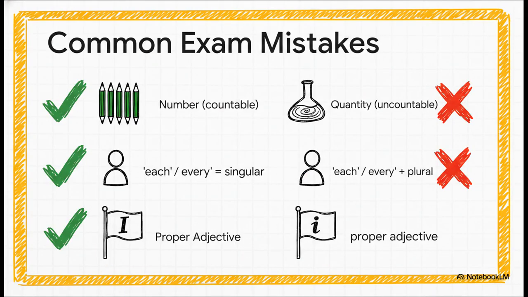And now for your exams. Please be careful to avoid these 3 common mistakes. First, do not confuse adjectives of number with adjectives of quantity. We use number for countable things, like pencils, and quantity for uncountable things, like water. Second, always remember that distributive adjectives like each and every are singular, so we say each student is present, not are present. And third, always capitalize proper adjectives like Indian or Chinese.